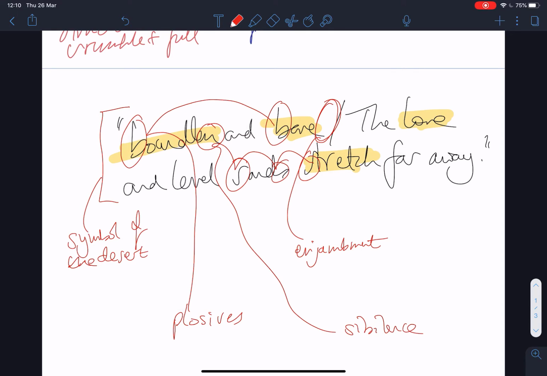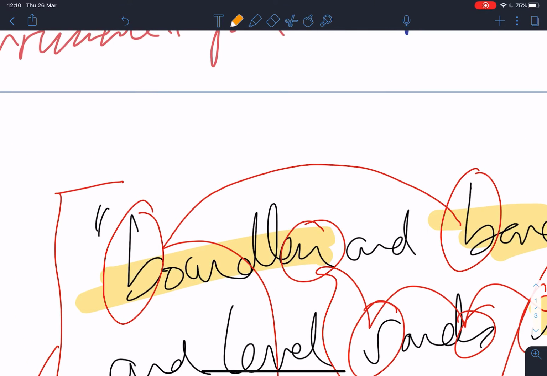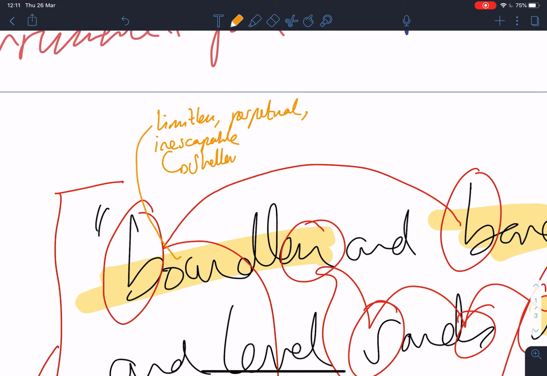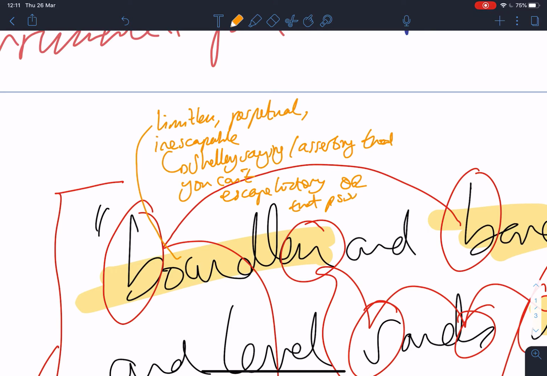So, what do we do with this then? Let's start off with our key words and let's just hone in. So that word boundless, it's limitless. Perpetual, perpetual just means carries on forever. Maybe inescapable. And this is Shelley saying or asserting that you can't escape history, or that power always is fleeting, power is temporary.